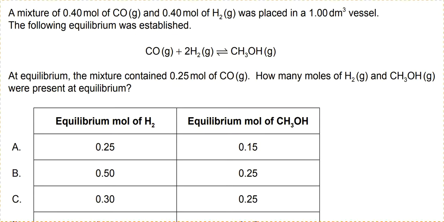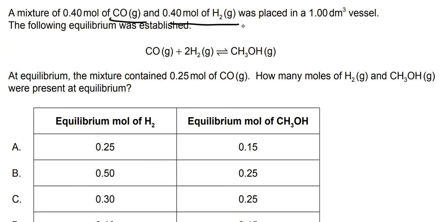A mixture of 0.4 moles of carbon monoxide and 0.4 moles of hydrogen gas was placed in a 1 cubic decimeter vessel. The following equilibrium was established. At equilibrium, the mixture contains 0.25 moles of carbon monoxide. How many moles of hydrogen gas and that thing, I think that's methanol, were present at equilibrium?